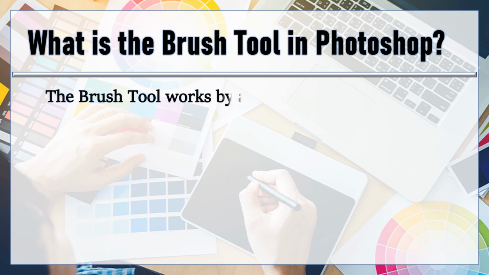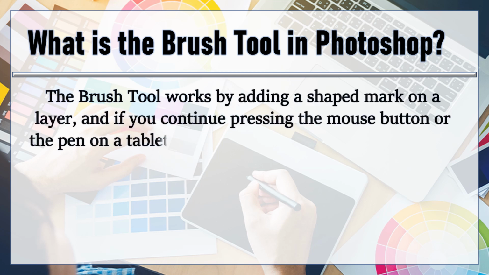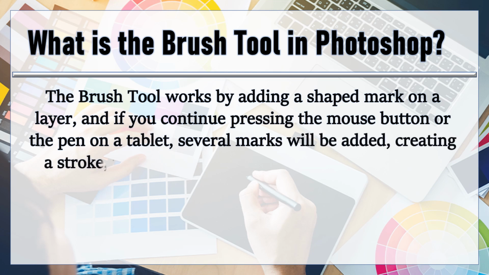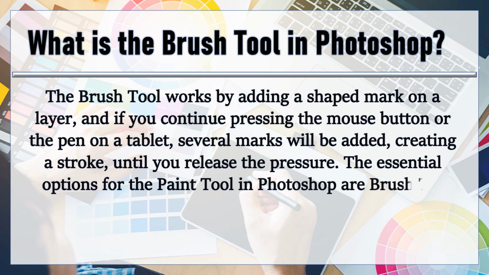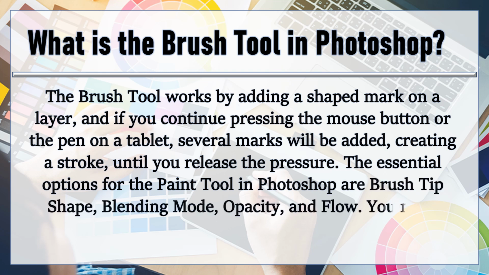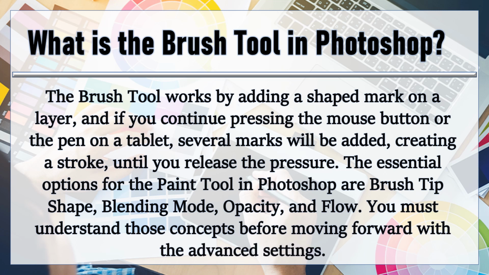The brush tool works by adding a shaped mark on a layer, and if you continue pressing the mouse button or the pen on a tablet, several marks will be added, creating a stroke, until you release the pressure. The essential options for the paint tool in Photoshop are brush tip shape, blending mode, opacity, and flow. You must understand those components before moving forward with the advanced settings.